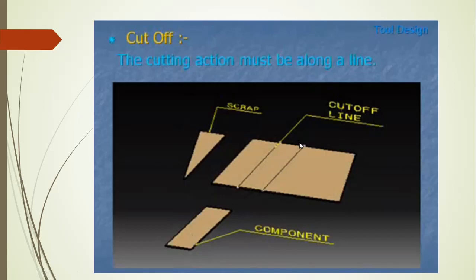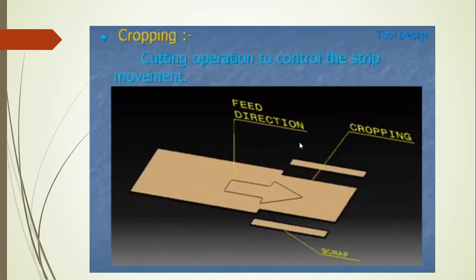That means if it is rectangular, or if a parallelogram is there, or if it is circular, if you have to cut that particular material along the line, that particular cutoff operation will be used over here. Next, cropping, the cutting operation to control the strip movement.